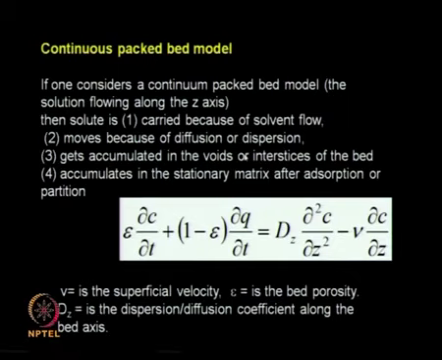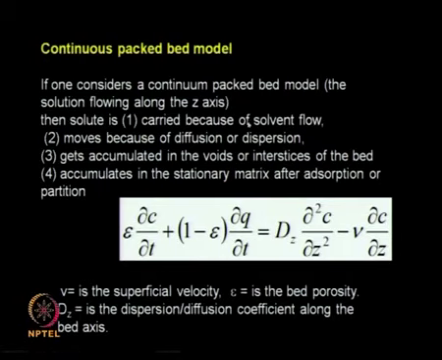Now we have looked at many things. We have looked at a discrete stage modeling of a chromatographic column, that means multiple stages. We have looked at a single stage modeling, we have looked at two stages connected with mass transport, and so on. Now let us look at another approach, that is called the continuous packed bed model. So we assume there is a continuous packed bed and the solution is flowing along the z axis, from left to right.